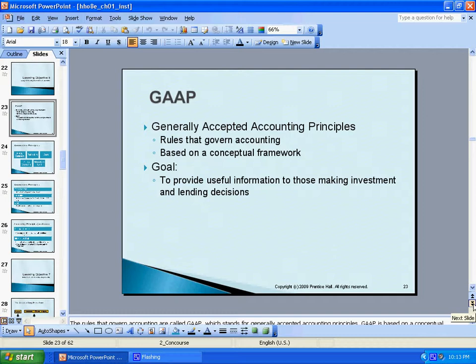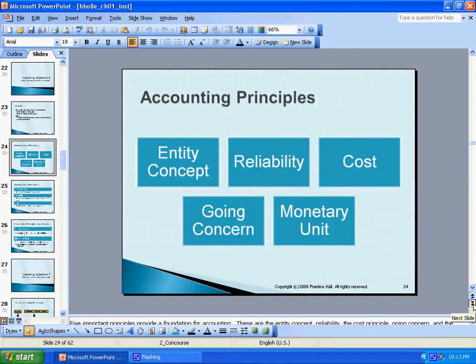It's based on a conceptual framework, meaning that we've got a foundation, we've got a building, and we've got coverage on a roof. So a conceptual framework is like a building or a house. The goal is to provide useful information to those making investment and lending decisions, i.e. outside decision makers. Let's talk about some accounting principles and concepts.